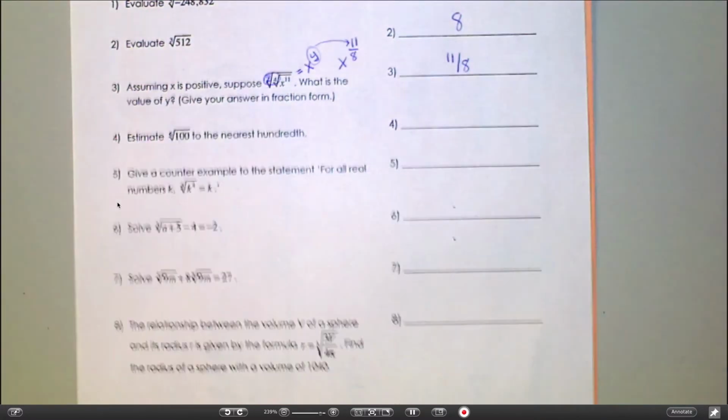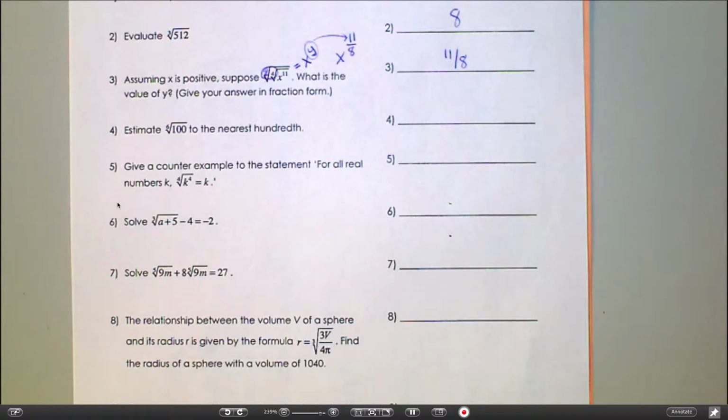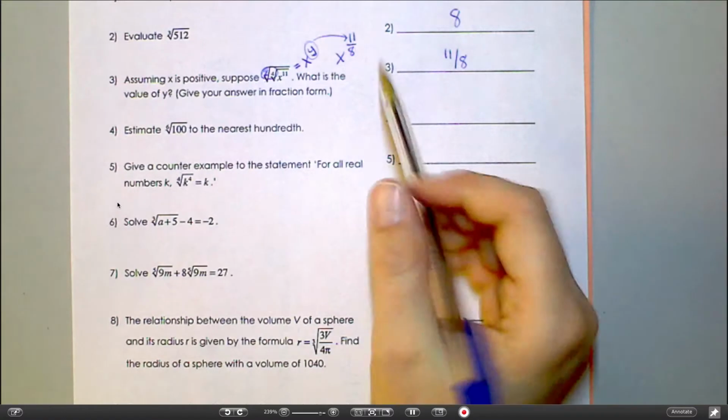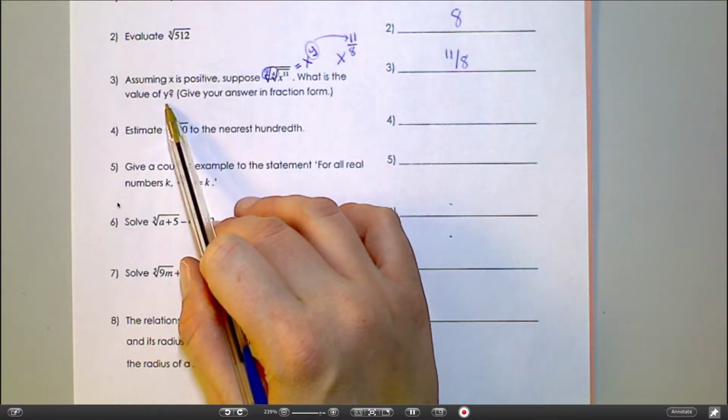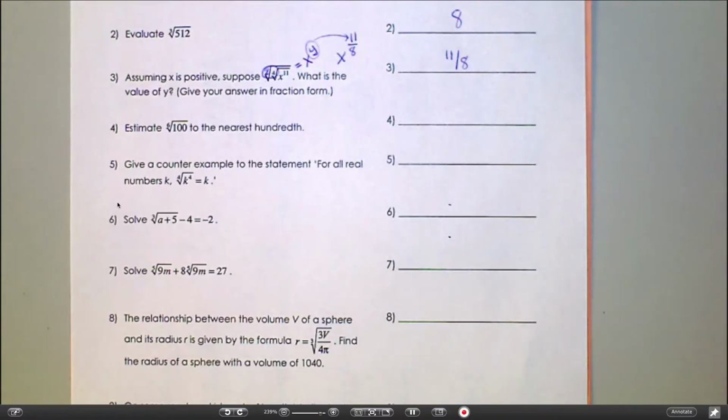Now if you wrote x to the 11/8, I probably would let that slide. But I didn't write x to the, you just wrote the 11/8. That's what the answer should be. Where did the x go? Well, the x is still there, but what the question wants to know is just what is the exponent. It just wants to know what y is equal to. So the x is still there.